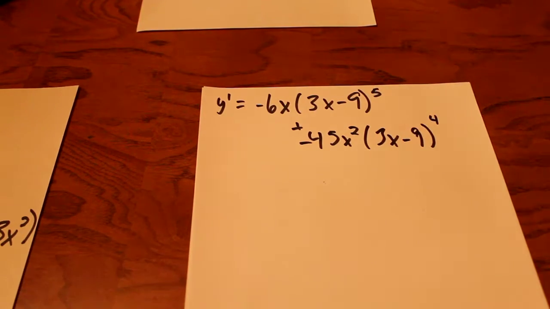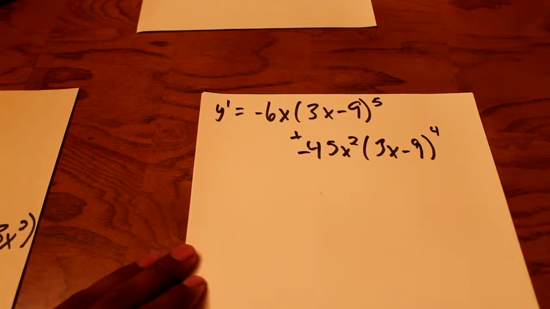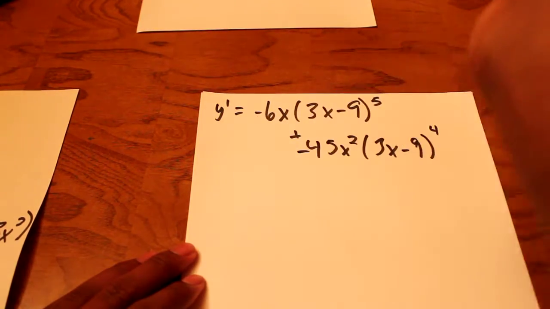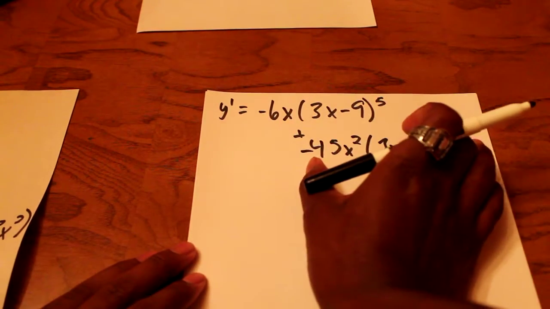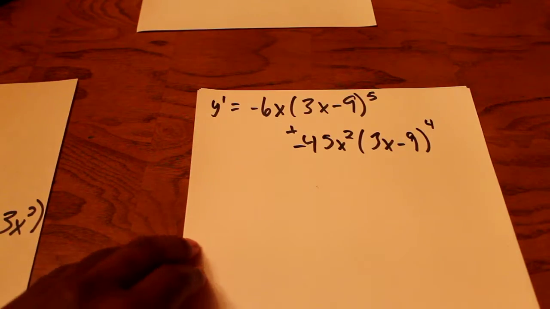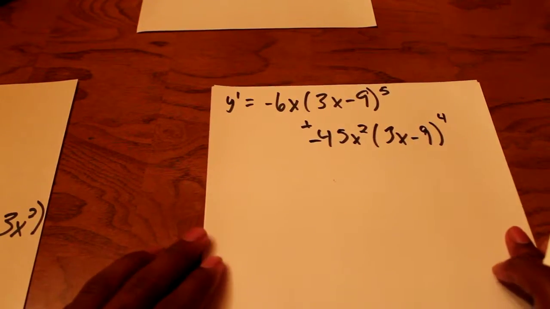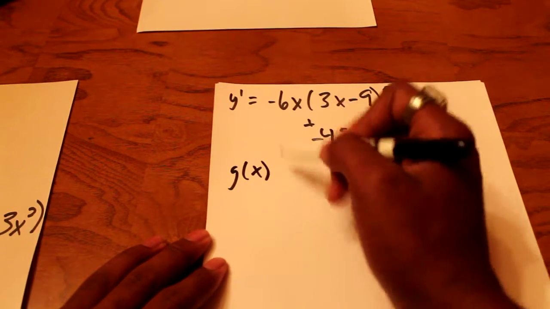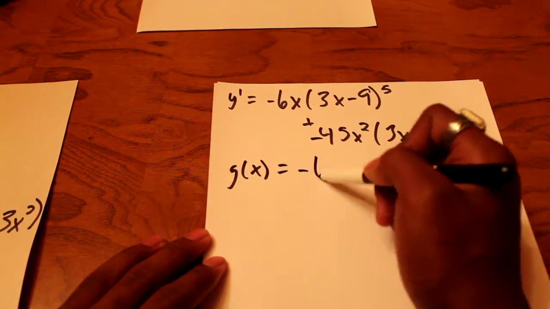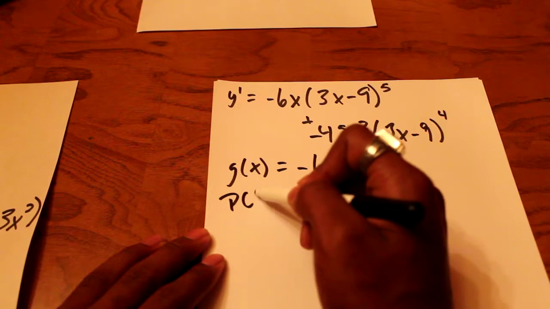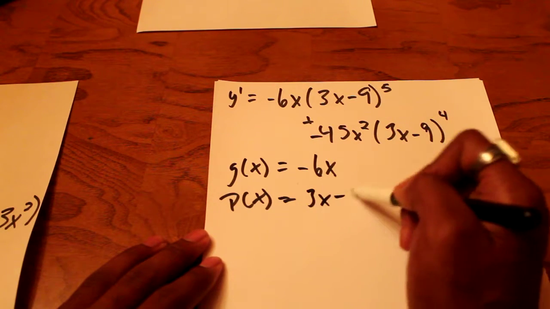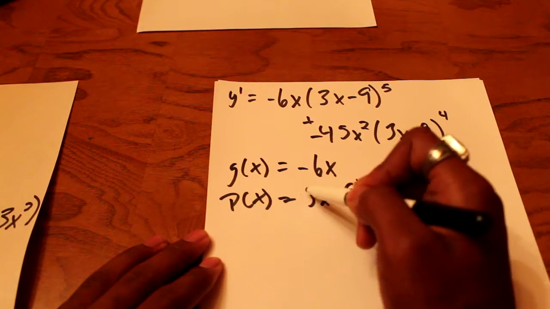And then what we're going to do is go at it all over again. But this time we have two pieces that need product rule, because you have this part of the function that is clumped together, and you have this part of the function that's clumped together. And so we're going to define the first part as our g of x and our p of x terms. So we're going to get a negative 6x as our g of x, and (3x minus 9) to the fifth as our p of x.